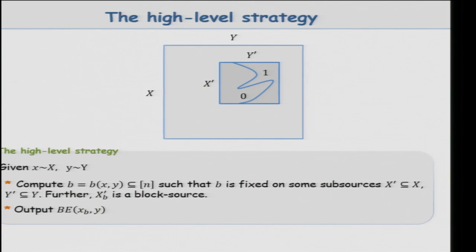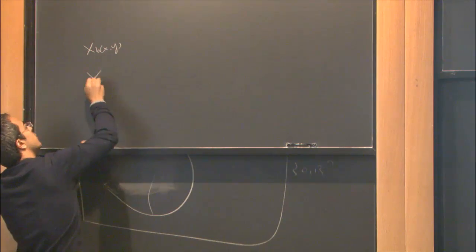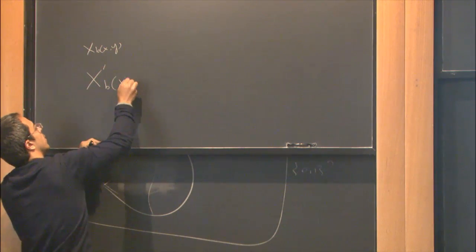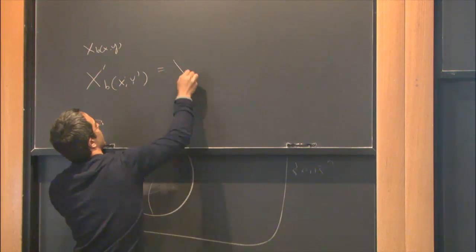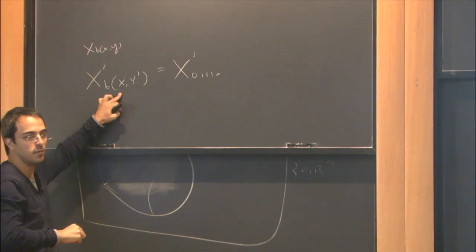What is x prime b actually? It's a subsource of x prime. Sorry, x prime is just an n-bit random variable, and b, maybe I can write it down for a second, because what you actually compute is this thing. This is a little x. This is what you compute, and you know that restricted to these subsources x prime and y prime that we need to find, you have this random variable, which is just this thing. Because b is constant on x prime and y prime all along.